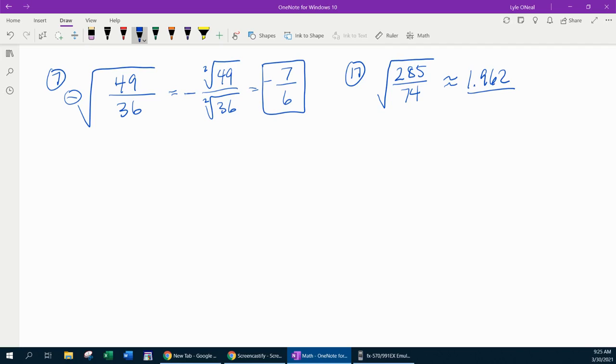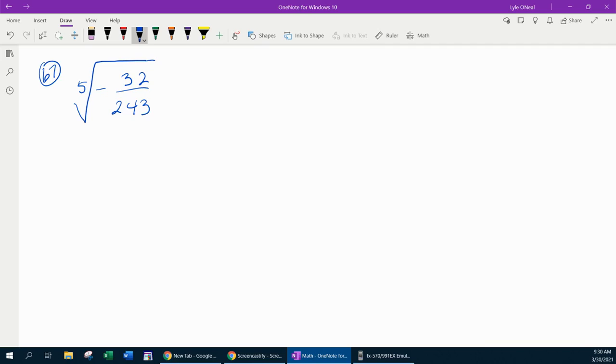And that's really all there is to that problem. And if you're wondering what that is the symbol for, approximately. Our next example, number 67, we have the fifth root of negative 32 over 243. And the instructions just say find each of the following. So here what they want me to do is simplify completely and give the exact value.